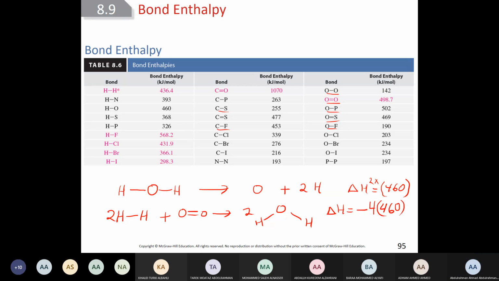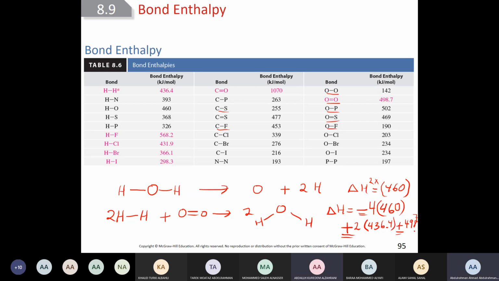Plus what? Two times 436.4, plus what? 498.7. Exactly. See, whatever you break, you put plus for it. Whatever you make, you put minus for it. Is this clear?